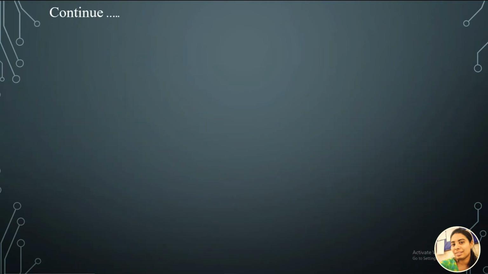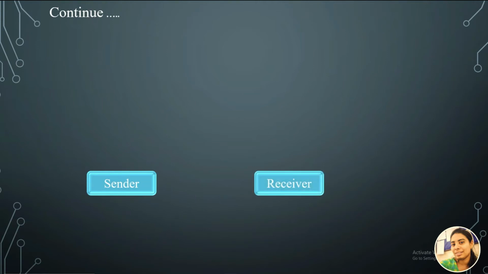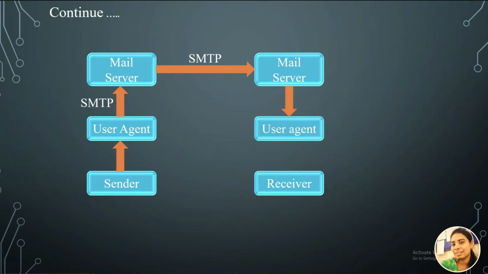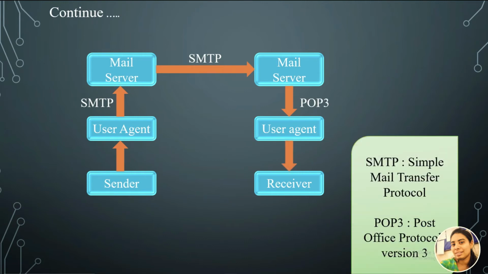Thus, in a general way, we can say that when a sender wants to send a mail to a receiver, with the help of the user agent, the sender sends the mail using the SMTP protocol and the mail server forwards that mail using the SMTP protocol to the receiver side's mail server. Now with the help of the receiver's user agent, the receiver retrieves the mail using the POP3 protocol. Here SMTP stands for Simple Mail Transfer Protocol and POP3 stands for Post Office Protocol version 3.